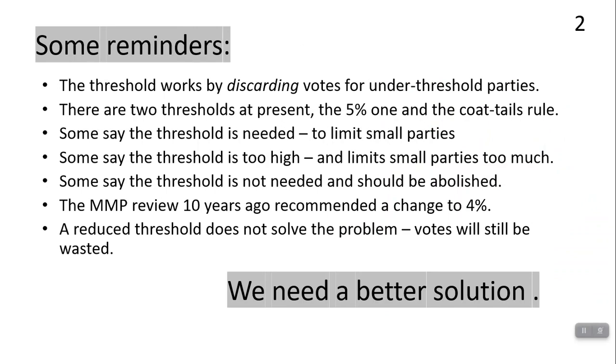But first, just some reminders. The threshold works by discarding votes for under-threshold parties. There are 2 thresholds at present, the 5% one and the coattails rule. Some say the threshold is needed to limit small parties. Others say the threshold is too high and limits small parties too much. Some say the threshold is not needed and should be abolished. The MMP review 10 years ago recommended a change to a 4% threshold.